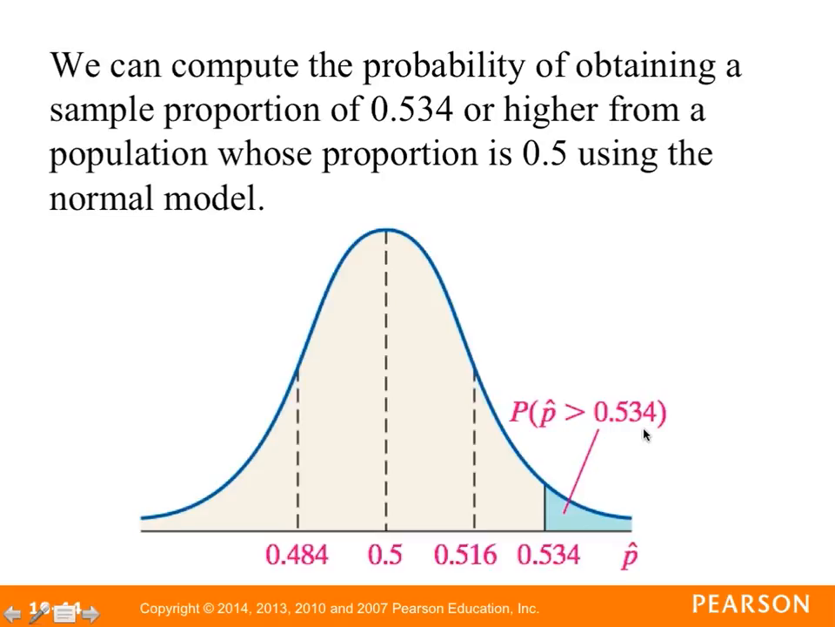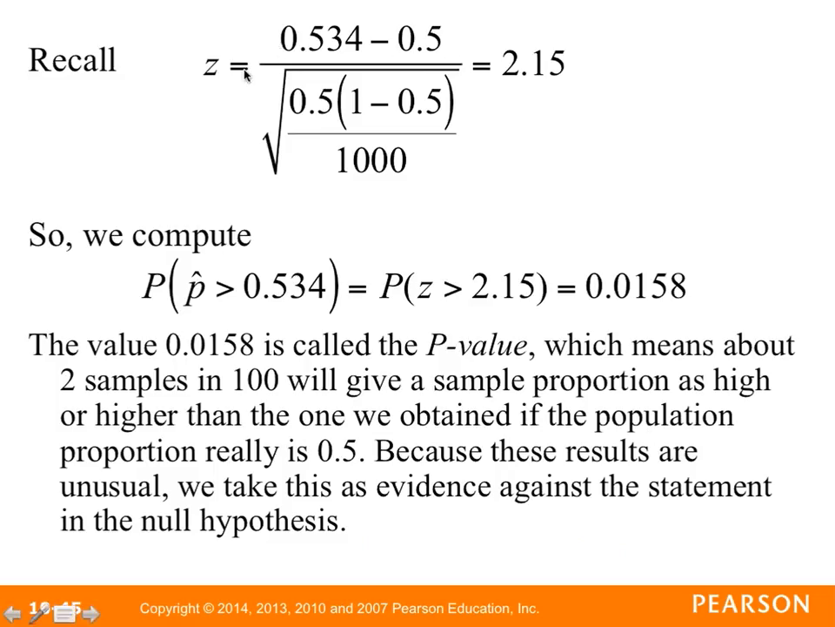And this is just using the normal model. So this is just a typical z-score type of question. All you do is calculate z: you take what you're interested in, which is your 0.534, subtract your 0.5 from your null hypothesis, and then divide by that standard deviation that we had already calculated. And when you do that, you get 2.15 as your value. So really what you're finding is the probability that z is greater than 2.15.